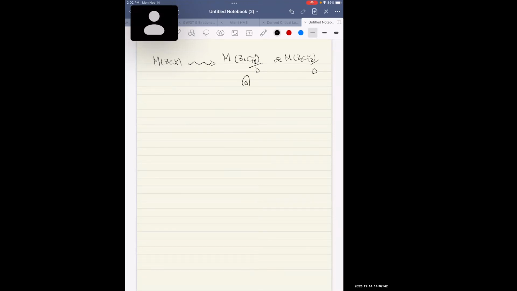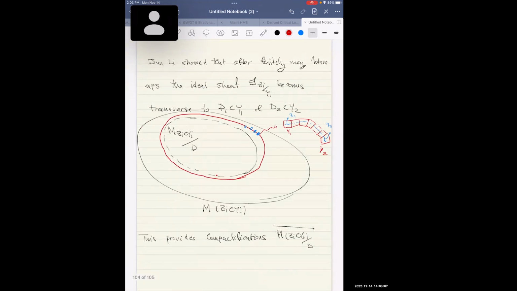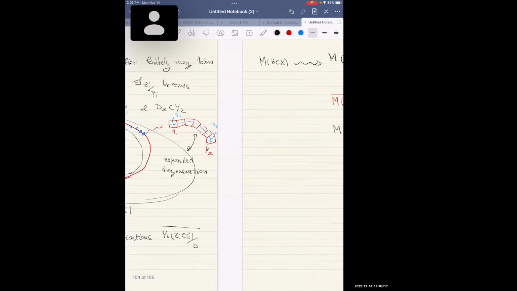This is open inside M of Z1 inside Y1. This is M of Z2 inside Y2, also open. And in the middle, I close them up with this choice of compactification by adding these accordionic expansions, or they call them expanded degeneration. So this is called expanded degeneration.